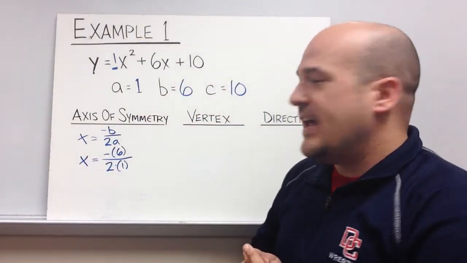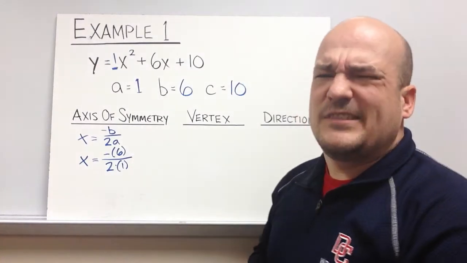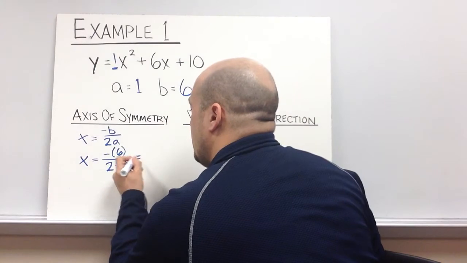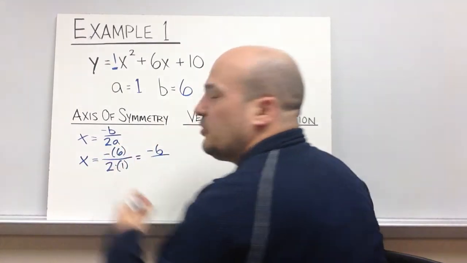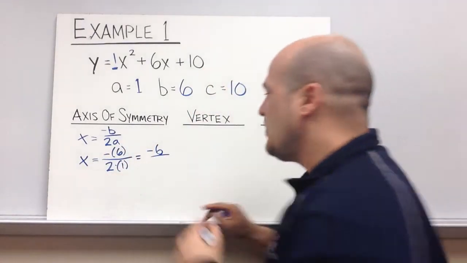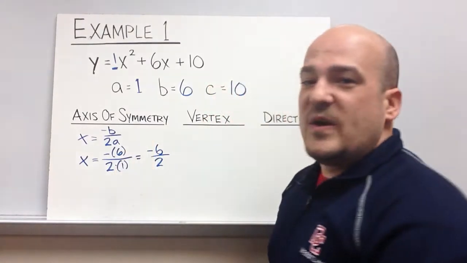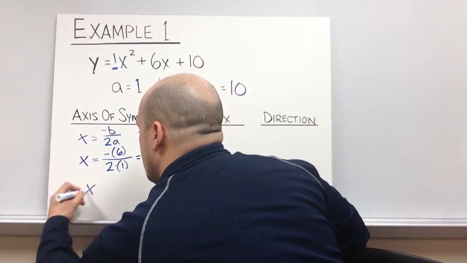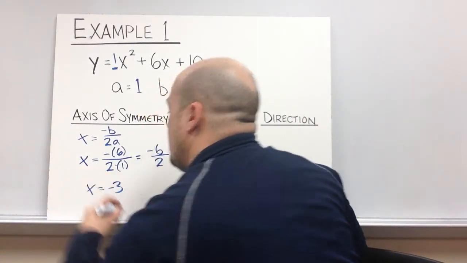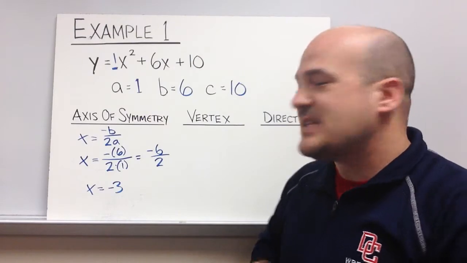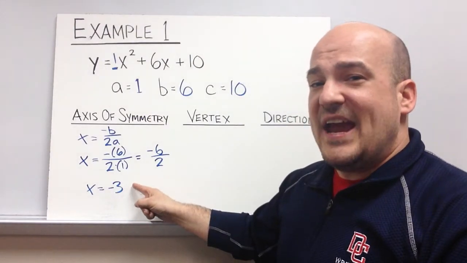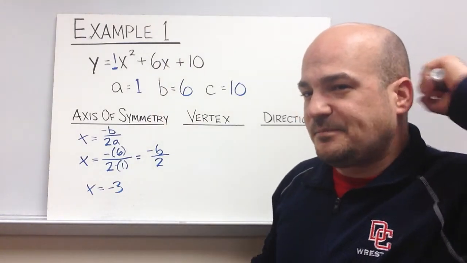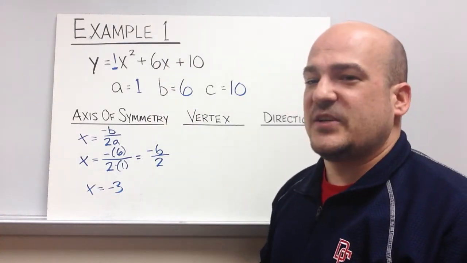Then I can simplify this to find my axis of symmetry. I've got a negative 6 in the numerator, and in the denominator, 2 times 1 is 2. So it's negative 6 divided by 2, and I get x equals negative 3. That's my axis of symmetry. When x is negative 3, that's where the dotted line on my parabola is going to be. So my axis of symmetry is x equals negative 3.